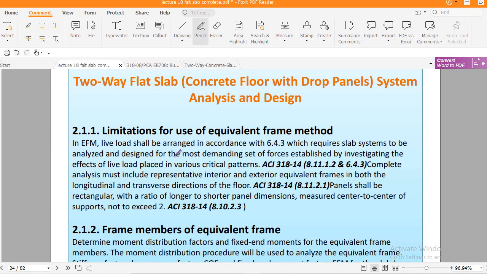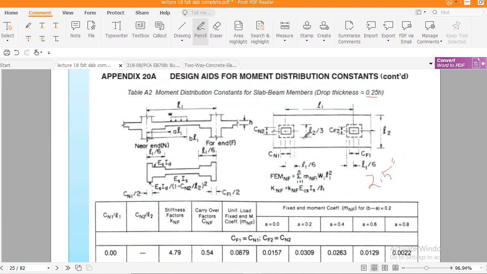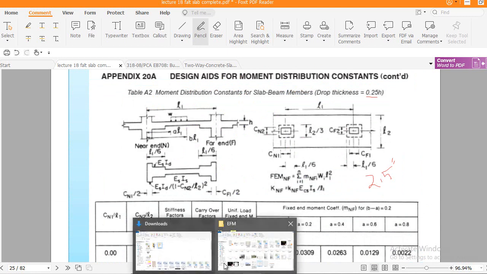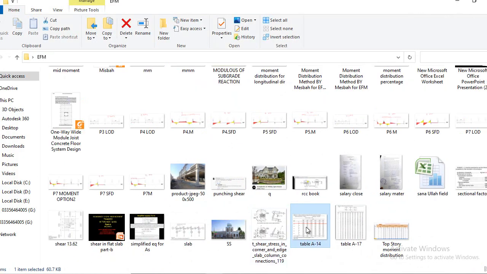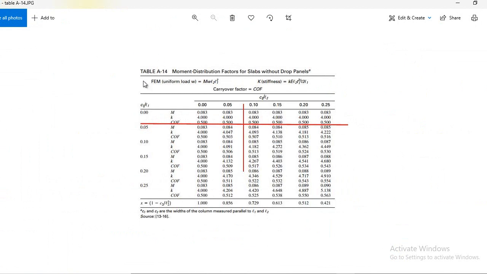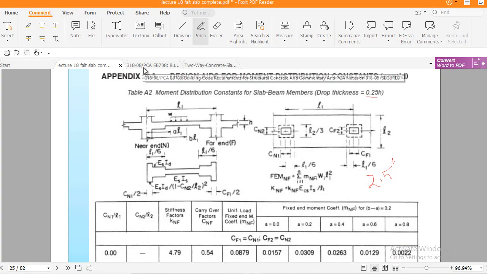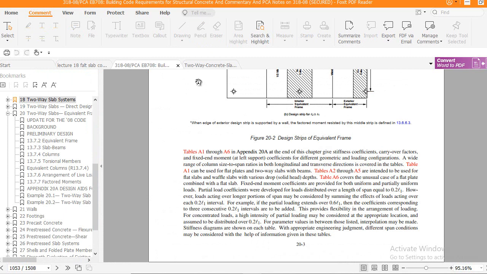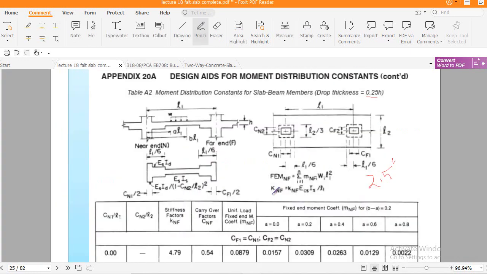Then we start the equivalent frame method, and in the equivalent frame method we see how to use the tables, right? Remember I already explained this: when we have a drop panel case, we cannot use table F14, right? This table is used without drop panels. When you have a drop panel system, you have to use table Appendix A20, which is in the PCA notes, and those tables are these.